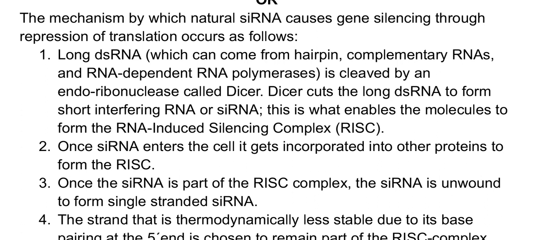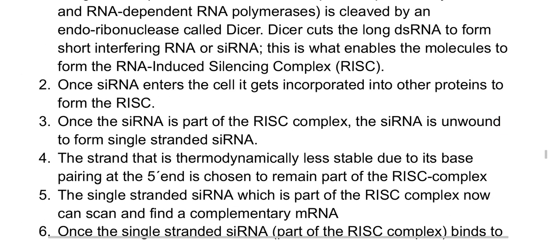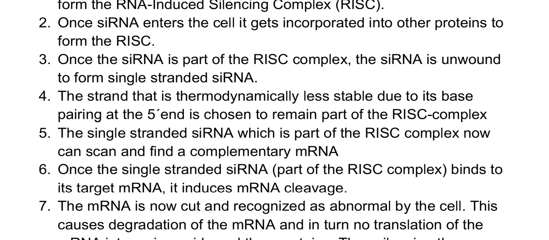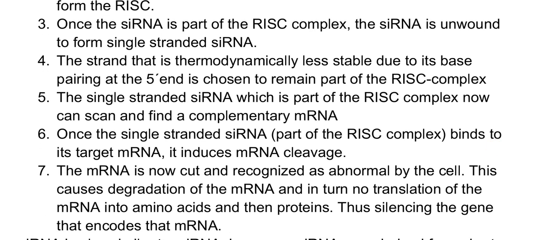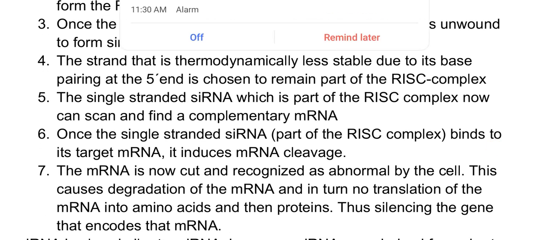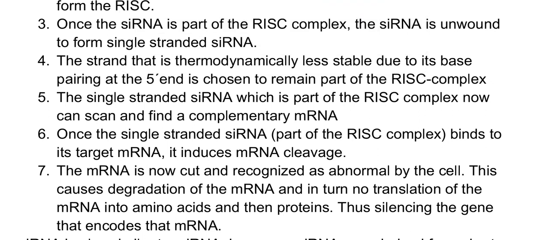Once siRNA enters the cell, it gets incorporated into other proteins to form the RISC. Once the siRNA is part of the RISC complex, it is unwound to form single-stranded siRNA. The strand that is thermodynamically less stable due to its base pairing at the 5' end is chosen to remain part of the RISC complex. The single-stranded siRNA, which is part of the RISC complex, now can scan and find a complementary mRNA.